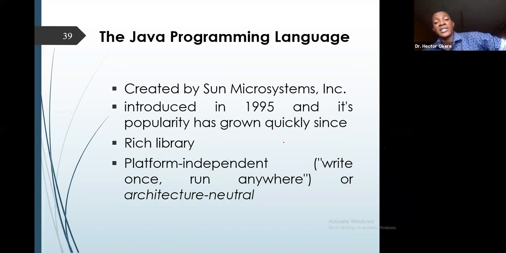So today we will be looking at Java language programming. Okay, so Java programming was created by Sun Microsystems. It started in 1995 and became so famous over the years. It has a rich library, and it is platform independent. That means it can run on any platform, and it can be run easily on the internet. So that is why a lot of applications and programs are being written in Java applets, so that they easily run on the internet.